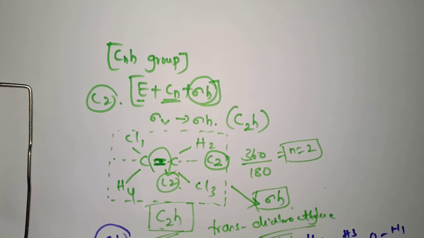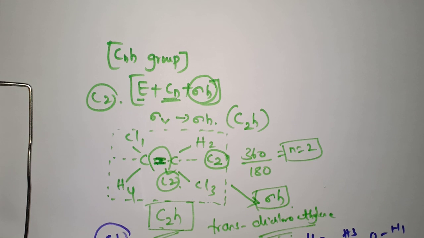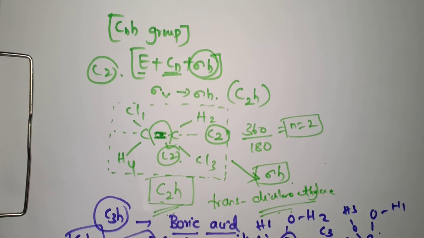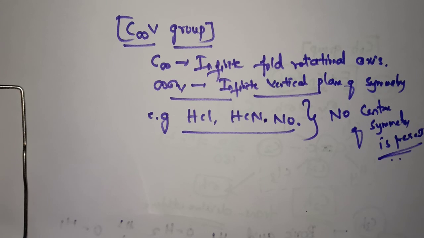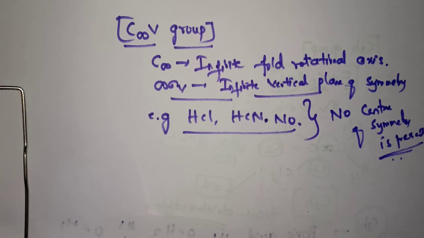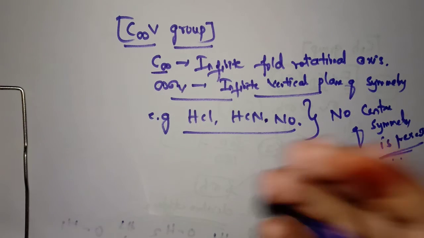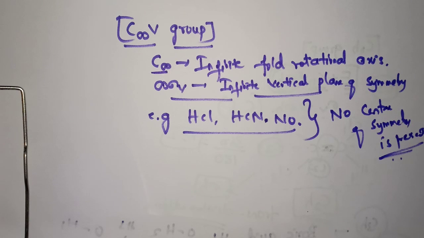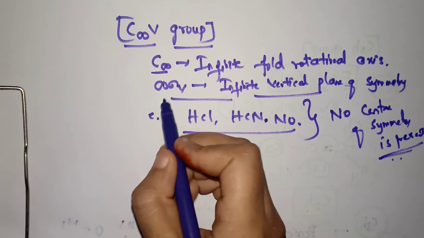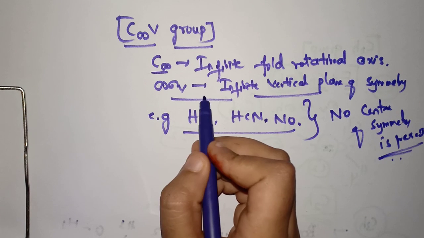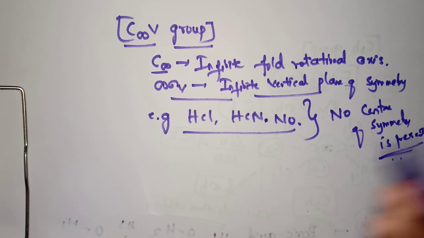Now we have learnt about the CnH group. The next one is the C infinity V point group. In this, C infinity is present, that means an infinite-fold rotational axis of symmetry is present, and also infinite sigma V will be present, that means infinite vertical planes of symmetry are present.